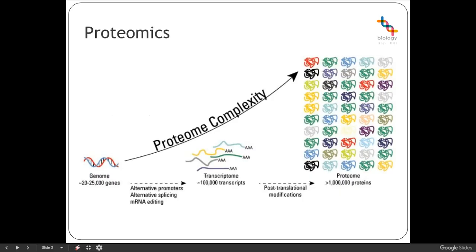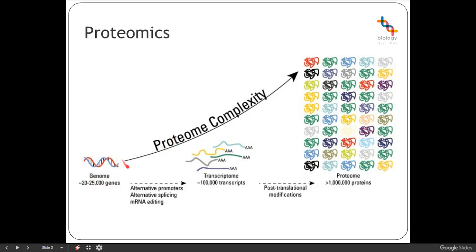So first of all, looking at how we can have more proteins than we have genes. The genome of an organism is roughly how many genes we have present in our DNA, so how many small sections of DNA code for a protein. And in humans this is around 20 to 25,000 genes.